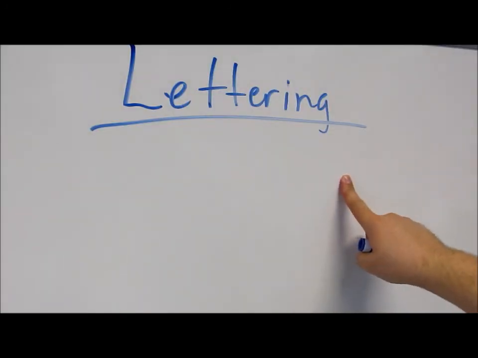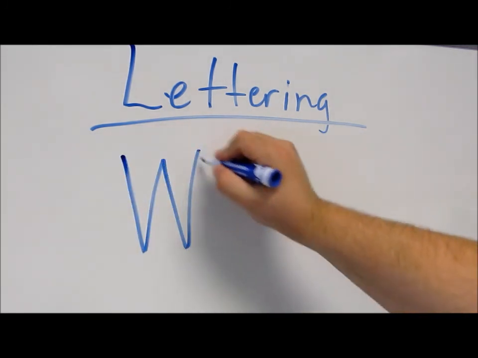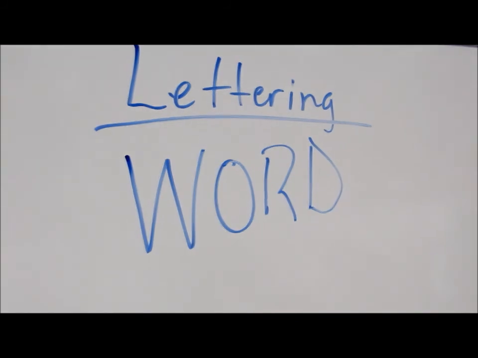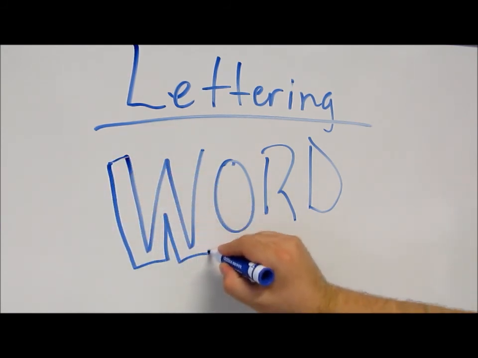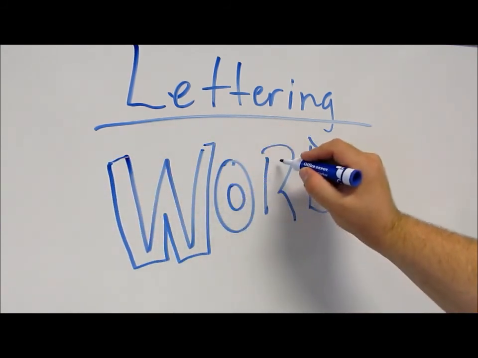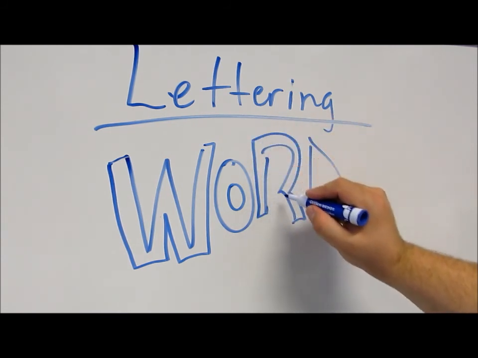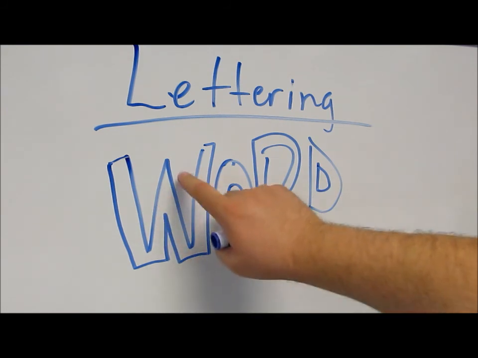So on your paper, you have lettering. Underneath it, let's do something simple. A word. Now for the word, I want you to take your drawing utensil and I want you to trace around the letters. What I've done simply is I've taken each letter and I've given it space. Now I have space inside the letter and outside the letter.